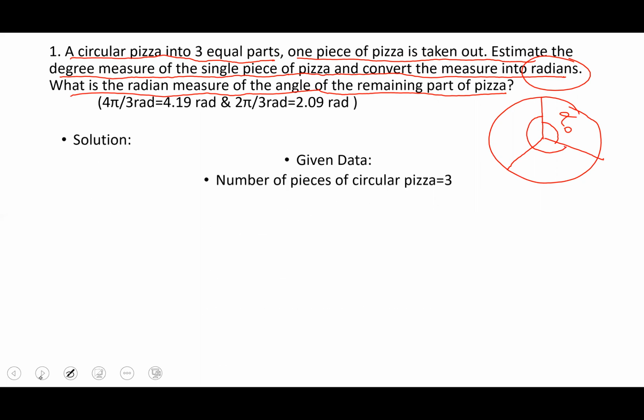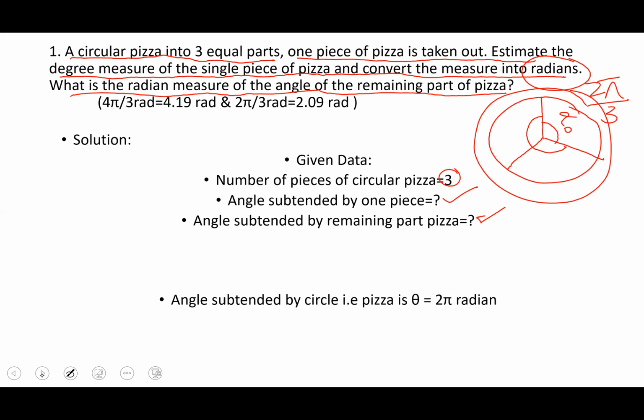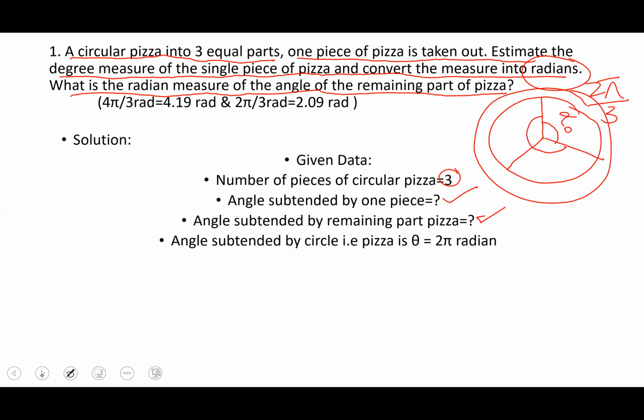It says over here the number of pieces of the circular pizza is 3. So that means the whole pizza was 2 pi radian and we have divided it by 3. So the angle subtended by one piece we have to figure out, and the angle subtended by the remaining part of the pizza, we have to also figure out. So the angle subtended by the circle, that is the pizza, is theta is equal to 2 pi radian. That means this whole pizza is representing the circumference of the pizza.